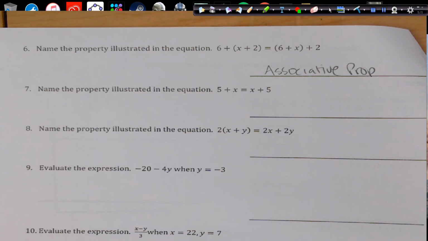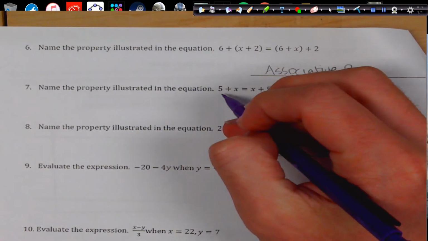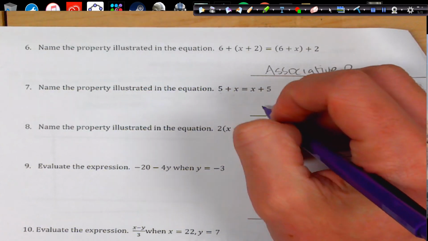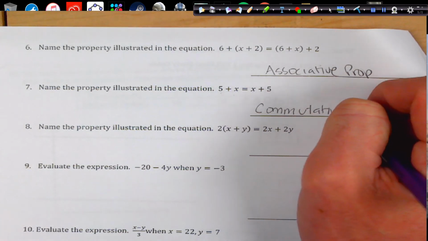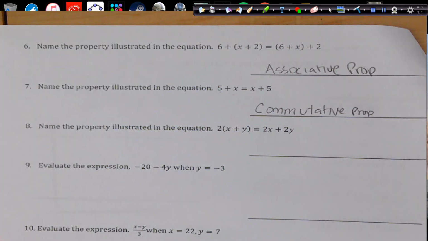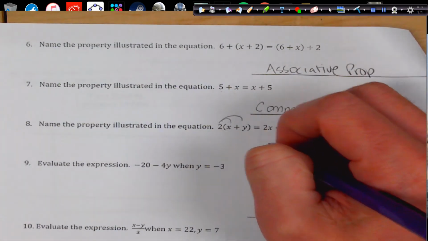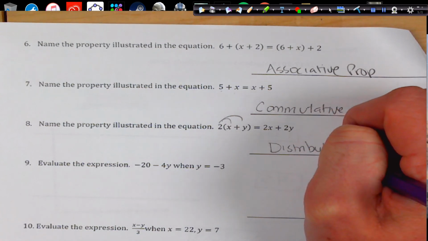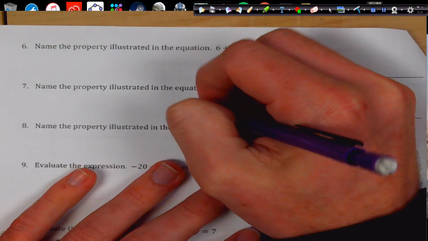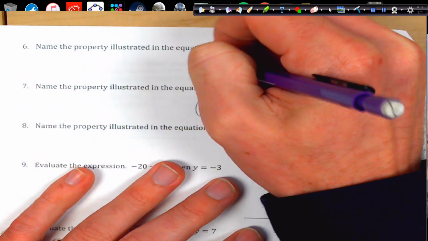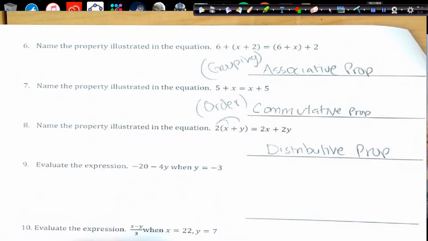And then we also have another one here. This property is going to be order changing. Notice it goes from 5 to x and then x to 5, so that's order changing, so that's commutative property. Okay, commutative property. And number 8, the illustration here, this would be distributive property. And those are our 3 properties. So again, this one has to do with order. This one has to do with grouping. That's how you might remember.